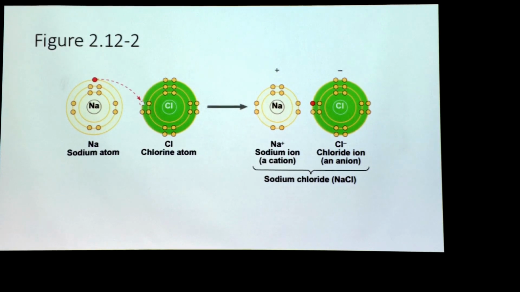This is an example of ionic bonding. Not sharing, but giving and receiving. Transferring of an electron 100% to a different atom, and receiving that electron 100% without any sharing. This is ionic bonding.